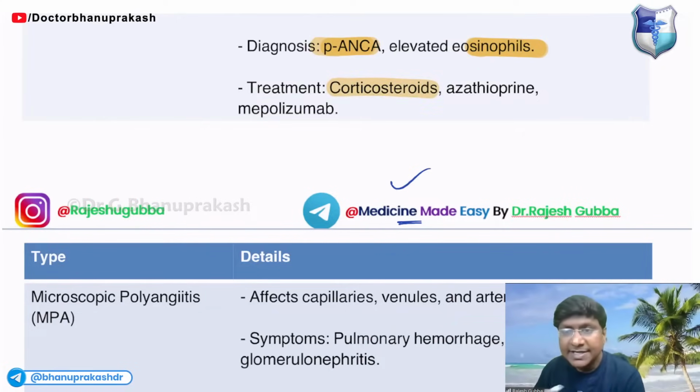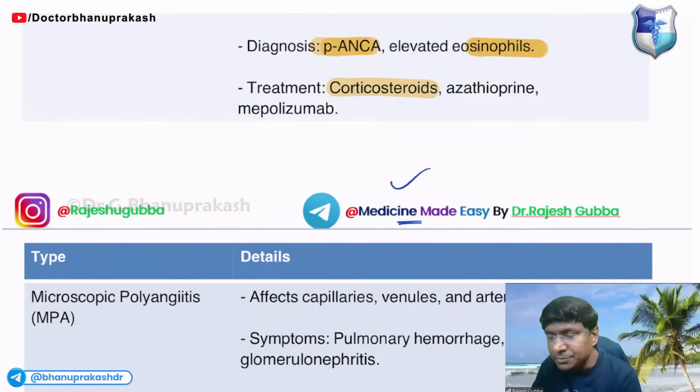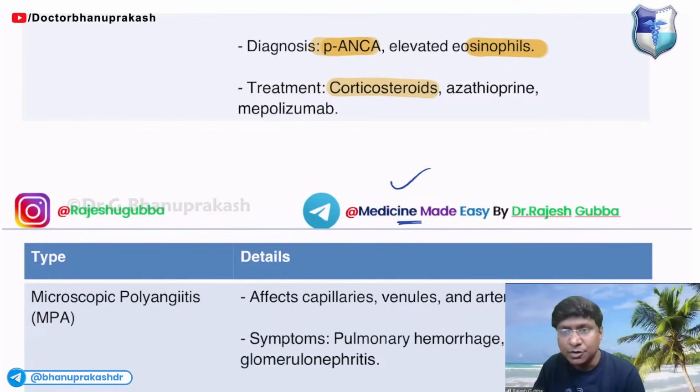Then how do you treat eosinophilic granulomatosis with polyangiitis? Corticosteroids. In severe cases, azathioprine as well as mepolizumab should be given. Right? Mepolizumab and azathioprine should be given. Okay, so this is about granulomatosis with polyangiitis.